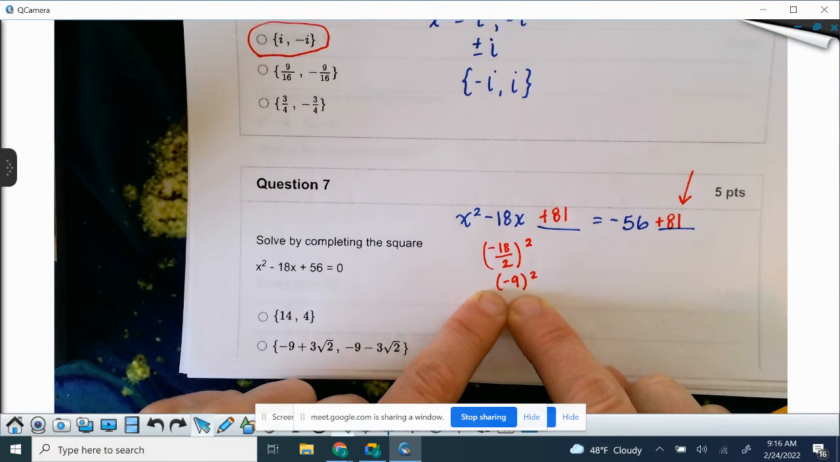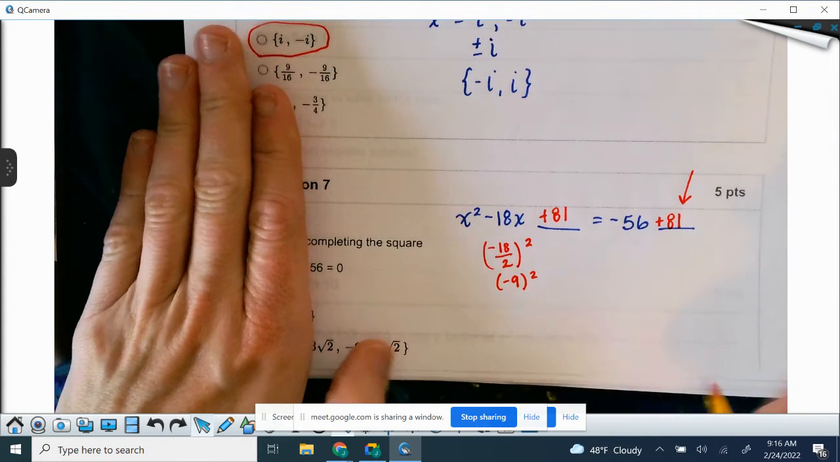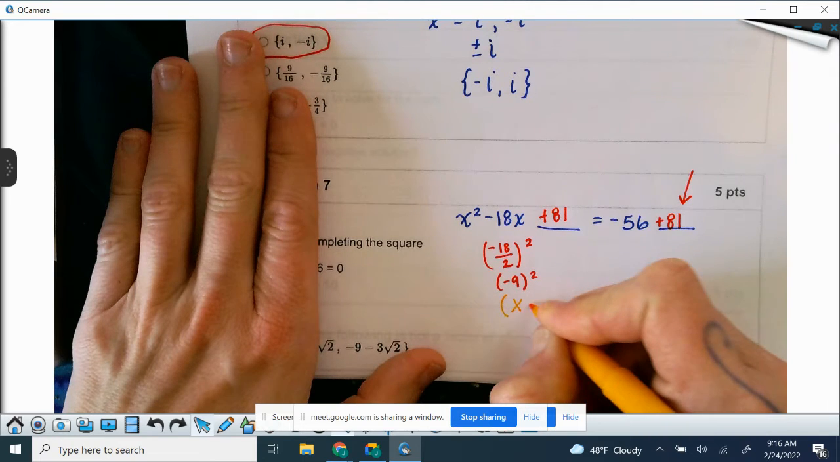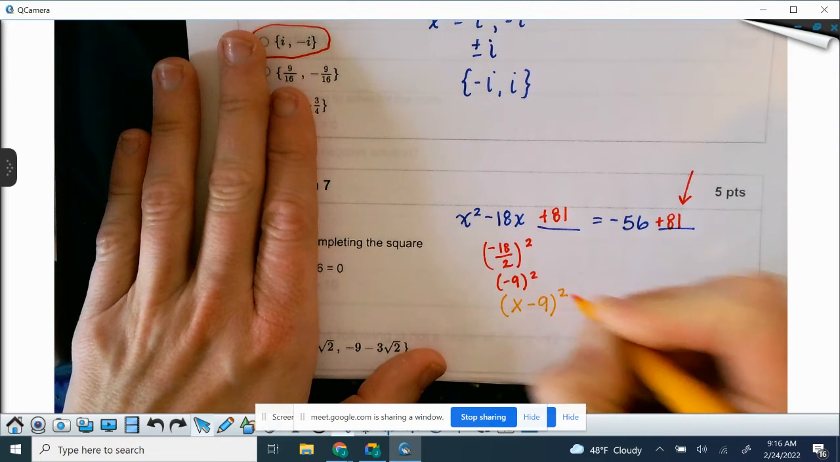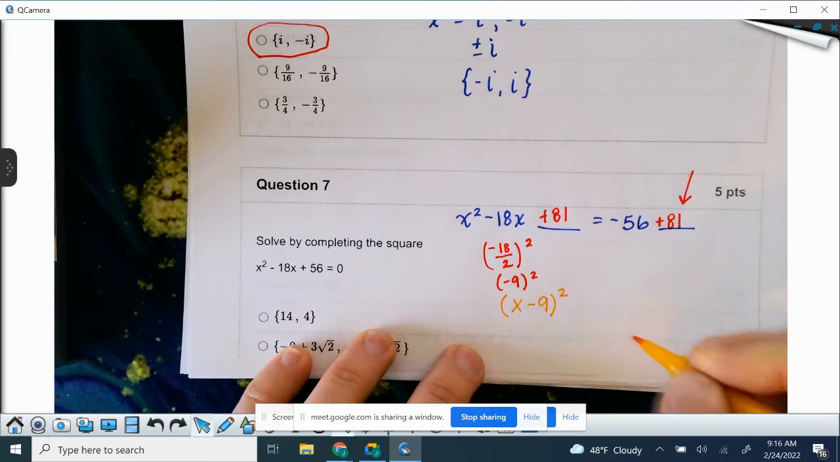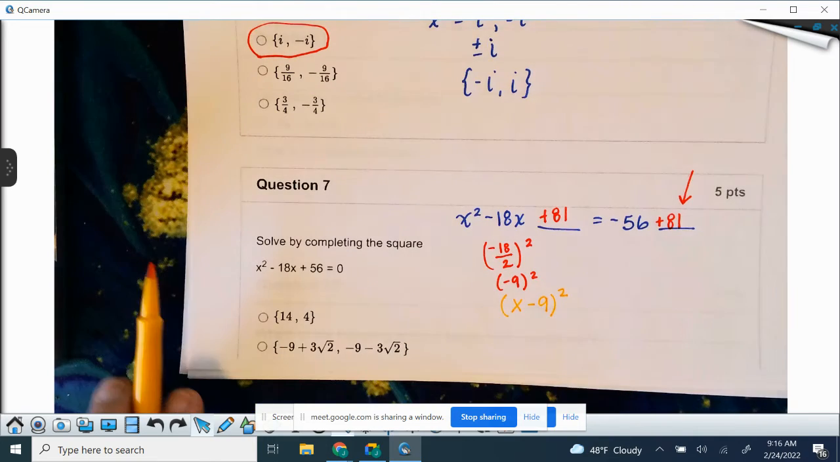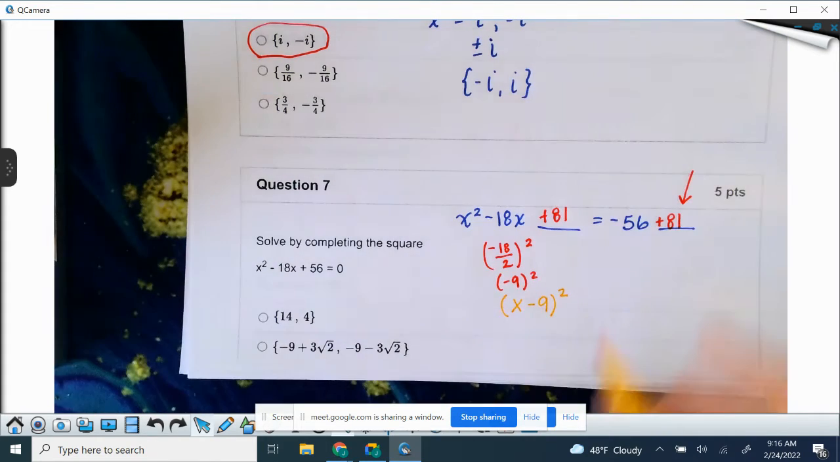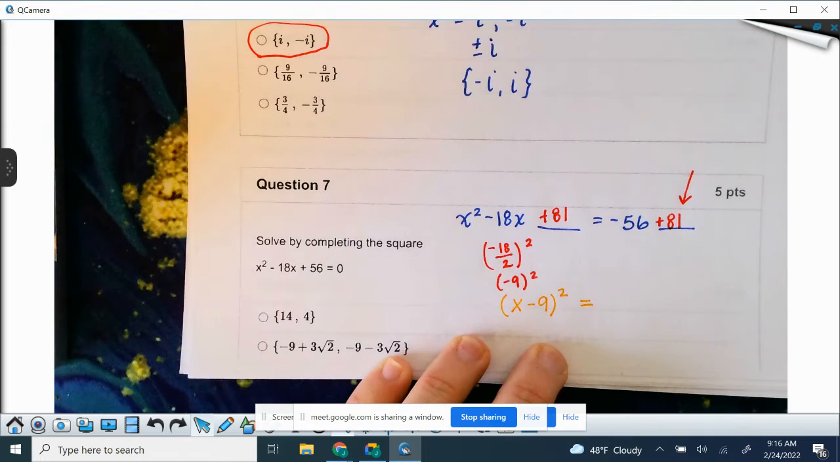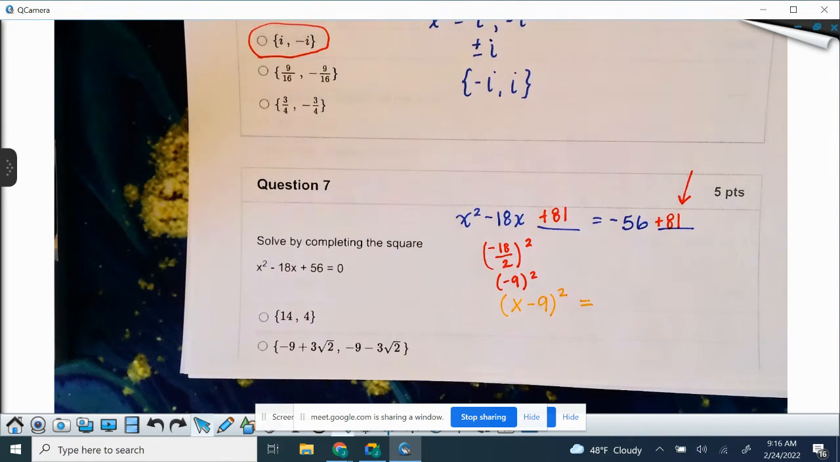Is that negative 9 before you squared it? So it's going to be x minus 9 squared, or x minus 9, x minus 9, if you want to write it twice, equals negative 56 and 81. It's 25.